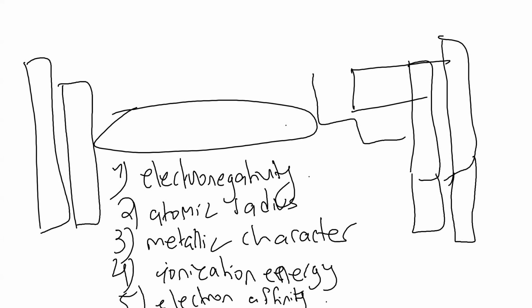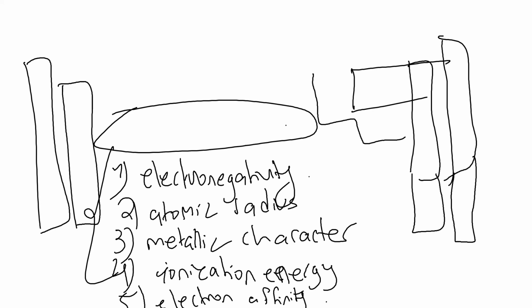So these are the main five characteristics that you will be asked about in the IMAT: electronegativity, atomic radius, metallic character, ionization energy, or we can say the first ionization energy, and electron affinity. Each of these helps us understand the concept of the periodic table.